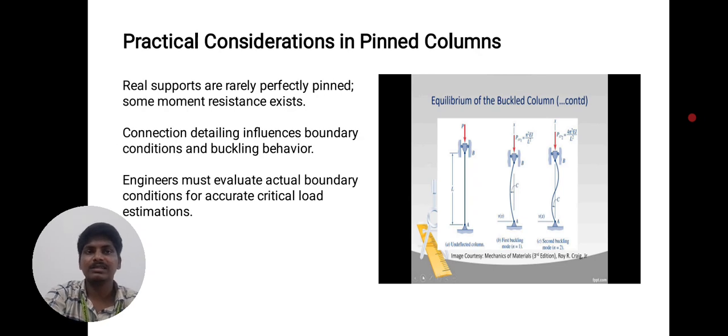Practical considerations in pinned columns. Real supports are rarely perfectly pinned. Some movement resistance exists. Connection detailing influences boundary conditions and buckling behavior. Engineers must evaluate actual boundary conditions for accurate critical load estimations.